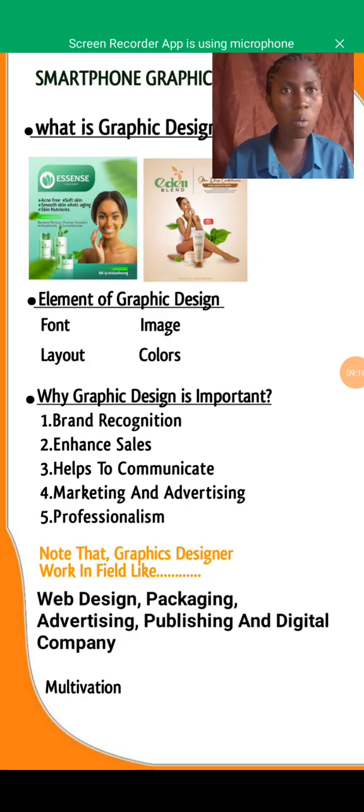So let's say number one, why graphic design is important: brand recognition. Build brand consistency. In the competitive business landscape, it is vital to establish a strong and recognizable brand. This is where you come in. You will play a pivotal role in creating brand consistency across various platforms.